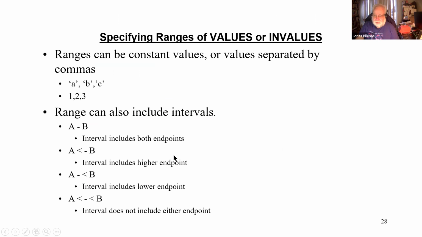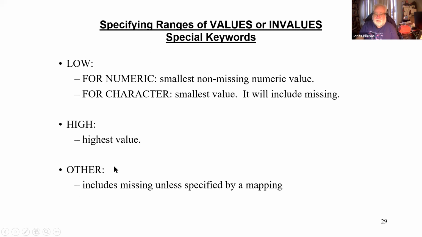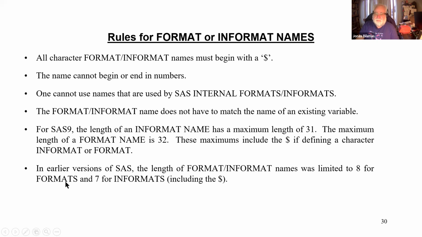All right, the different syntax rules: the values or the keys are either separated by commas or in ranges. So the smallest to the biggest range, A to B, and you can also go from anything greater than A up to B, anything from A to less than B, and anything from greater than A to less than B. You also have some other special key values: LOW for the lowest numeric value, for character variables the smallest value, HIGH for the highest value, and OTHER. Missing indications are not mapped with the formats.